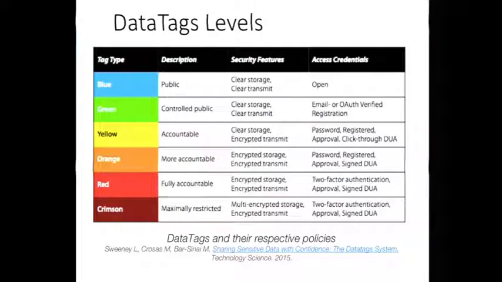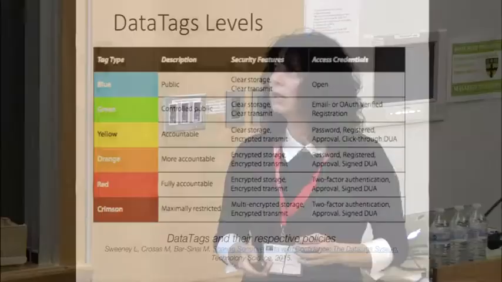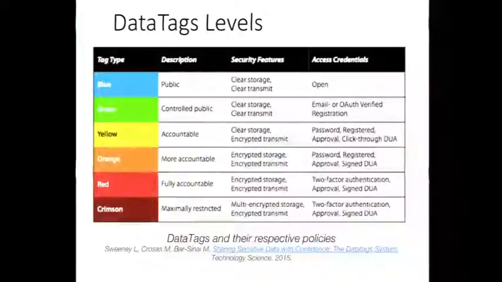The blue data tag, which we could describe as public data, doesn't set any requirements on the repository. You can transmit it in the clear and store it without encryption. And it's open: you don't need to log in, register, or request access to the data. Then the green is called controlled public, which means that the storage still doesn't need to be encrypted and the transfer also doesn't need to be encrypted, but in this case, we do require you to register or provide some information about who you are before you can download the file.